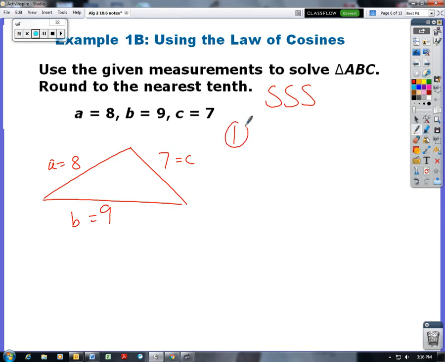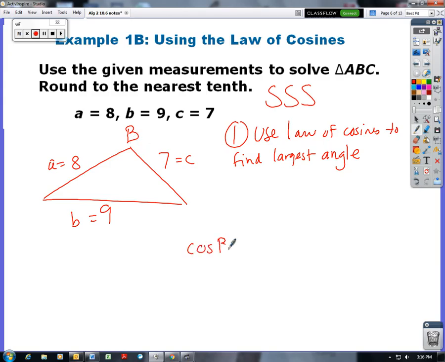So first thing is use law of cosines to find the largest angle in case it's obtuse, because law of sines will not do it for us. So the largest angle, according to my picture, because I've drawn it somewhat to scale, is going to be angle B, the angle opposite the longest side. Okay, so angle B is going to be over here.